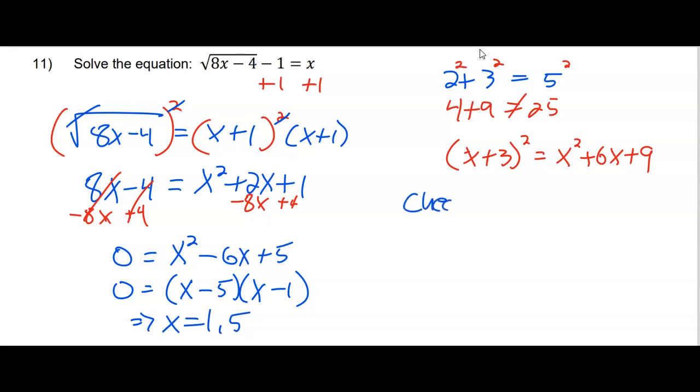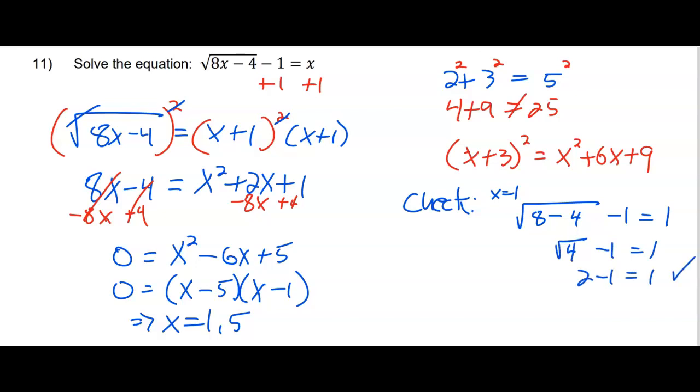However, since our original equation had terms that have domain issues, square roots for example, we want to make sure that these answers work. So for x equaling 1, we have the square root of 8 minus 4, minus 1, equaling 1. I've plugged in the 1 for this x, 8 times 1 is 8, and this x equals 1. This is the square root of 4 minus 1 equals 1. That's 2 minus 1, that equals 1. Check. So x equals 1 is valid.